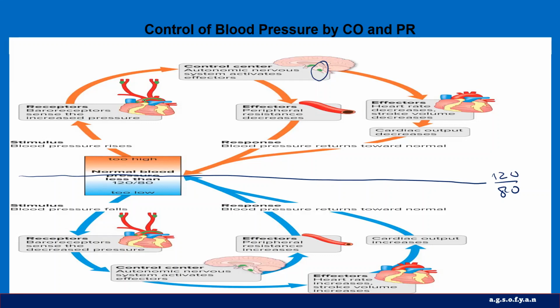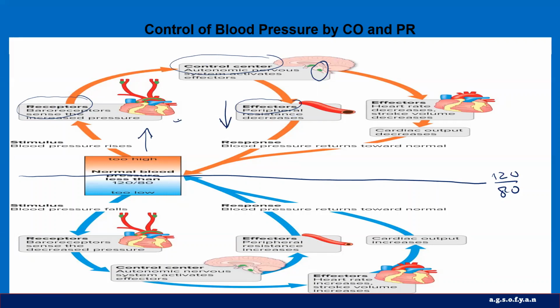When the blood pressure increases, there are several areas in our body, especially in the arch of the aorta, that will receive that information. There is a receptor that will sense the increase of the blood pressure, and this receptor will send the information to our control center. Then our control center will send the neurotransmitter or response to our effector.